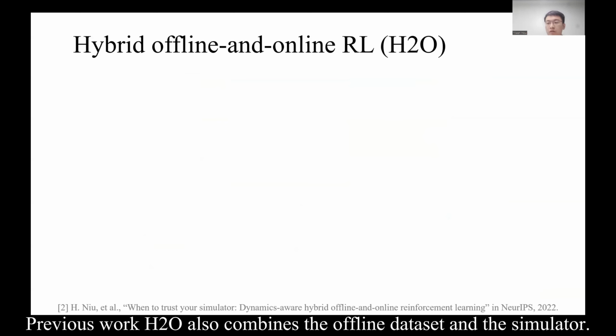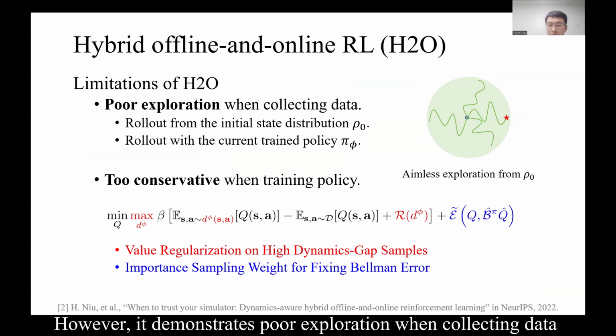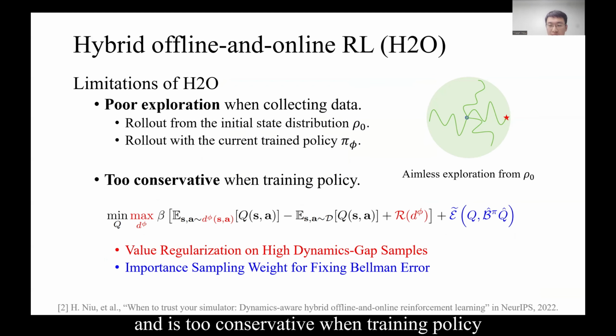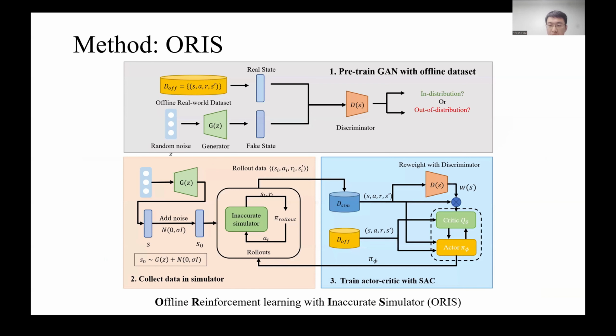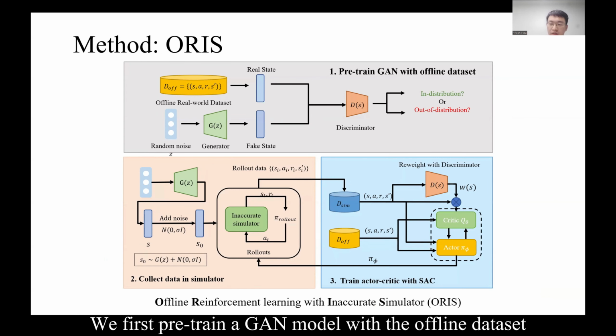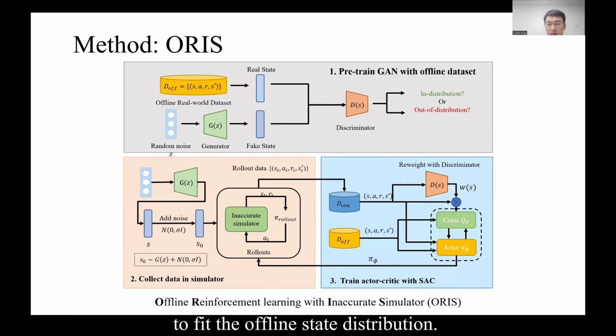Previous work H2O also combines the offline dataset and the simulator. However, it demonstrates poor exploration when collecting data and is too conservative when training policy. To address these issues, we first pre-train a GAN model with the offline dataset to fit the offline state distribution. After that, we iteratively collect data using the inaccurate simulator and train the policy with the mixed dataset.